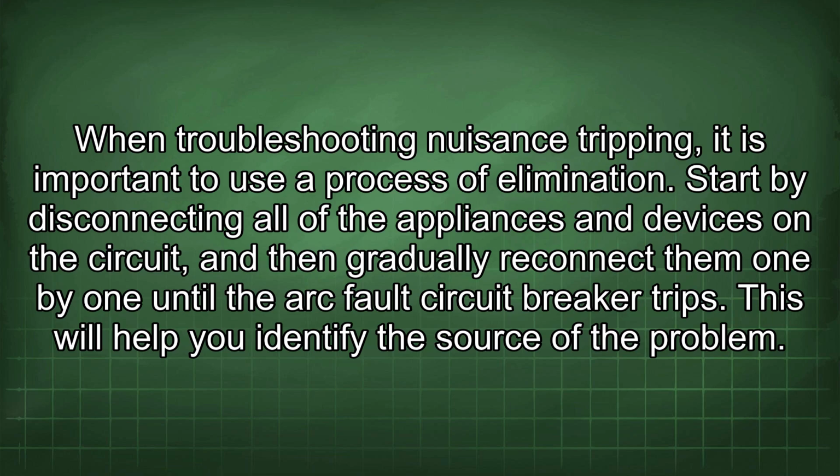When troubleshooting nuisance tripping, it is important to use a process of elimination. Start by disconnecting all of the appliances and devices on the circuit, and then gradually reconnect them one by one until the arc fault circuit breaker trips. This will help you identify the source of the problem.